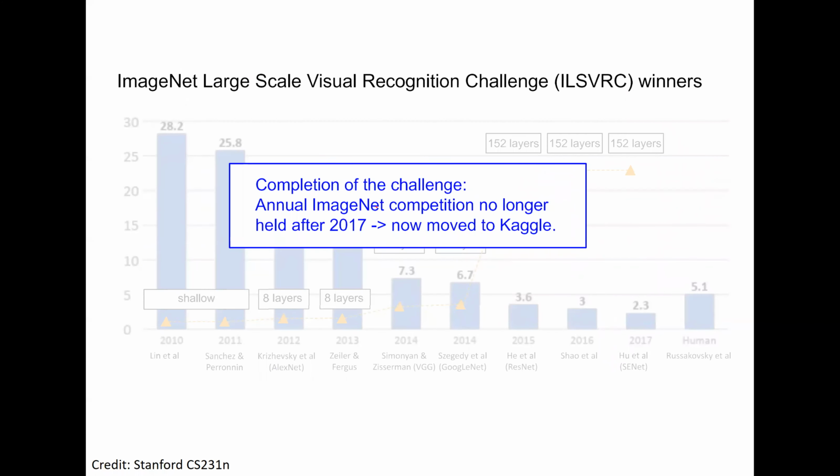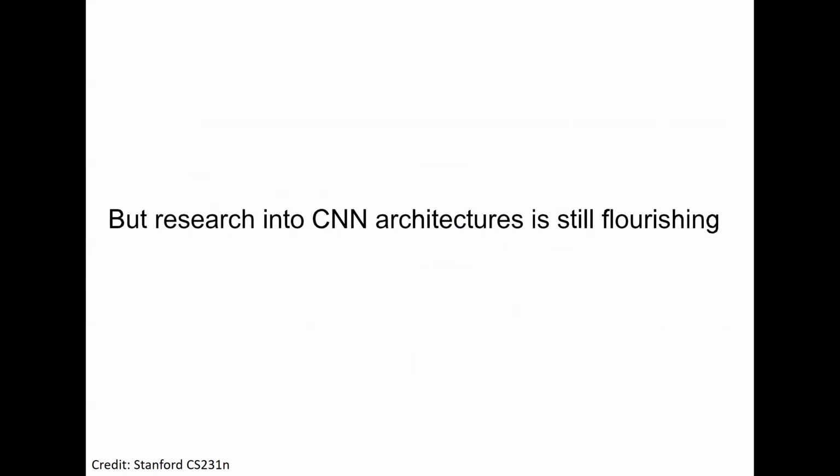And after 2017, the annual ImageNet competition was stopped. And now you can access the ImageNet competition through Kaggle. Nowadays, people are working on more challenging data sets and challenging tasks. So you can use this data set for initial research. However, after your research becomes mature, you might want to use different data sets. However, the research into CNN architectures is still flourishing.